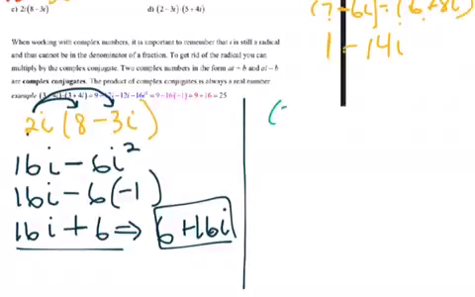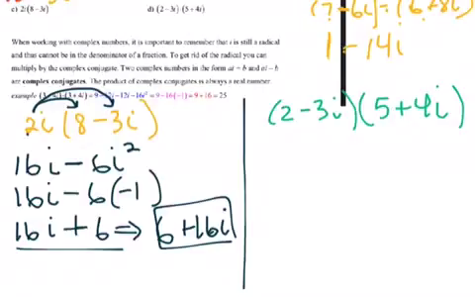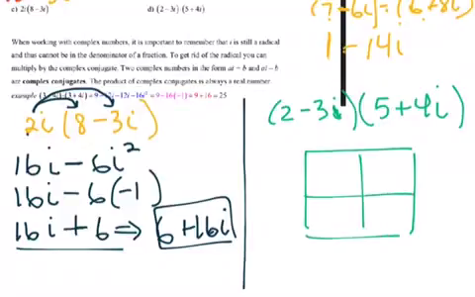Alright, so then I'm going to do 2 minus 3i times 5 plus 4i, and you know how I like doing the box stuff for multiplying. I've got 2 terms times 2 terms, so I'm going to make a 2 by 2 box, 2 minus 3i, 5 plus 4i, and I'm going to multiply.